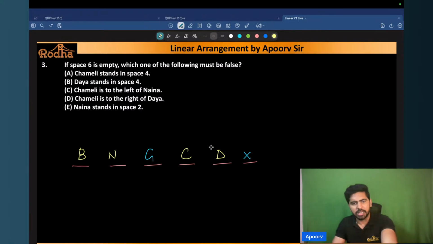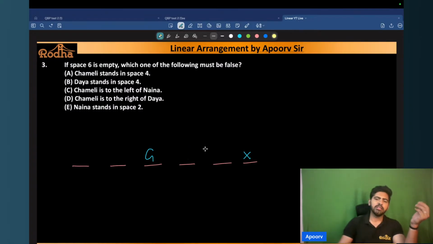Now you guys are saying that Chameli is to the left of Nana. Okay, so Chameli is to the left of Nana, right? So if Chameli is to the left of Nana, I can say yes, that you're saying it must be false, right? So if I put Chameli to the left of Nana, let's say Bulbul and Nana are here, okay, and Chameli is to the left of Nana, okay, guys.